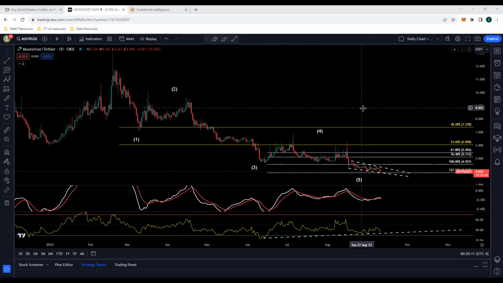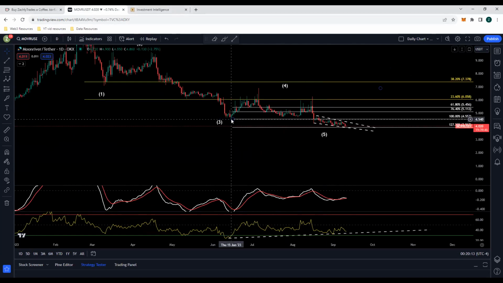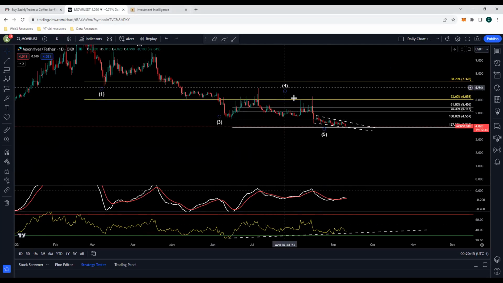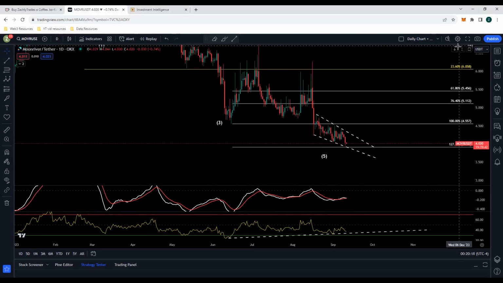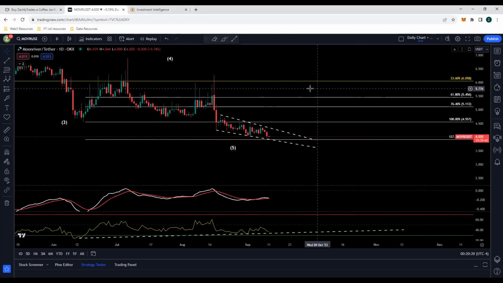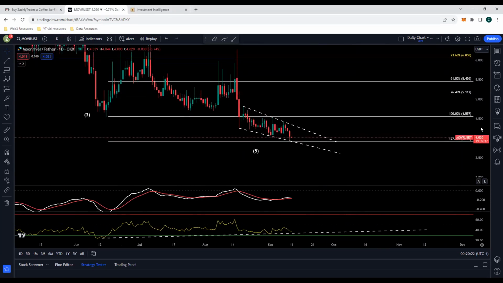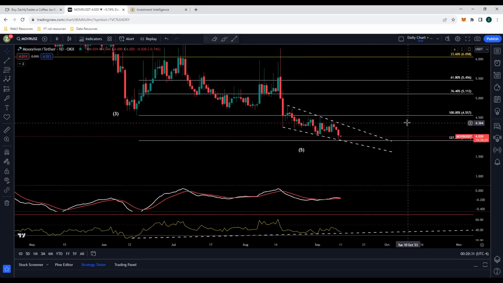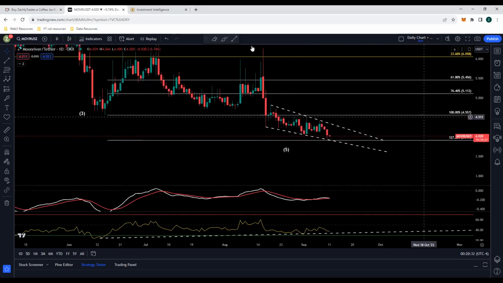But for right now, we've put in our wave 3 lows. We had a wave 4 here, and we're coming down and making new lows on Moonriver, and this should be coming down right around to this level here, which is going to be just under $4 at 3.91. Okay, 3.915.